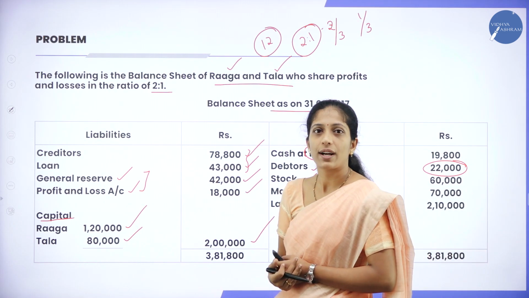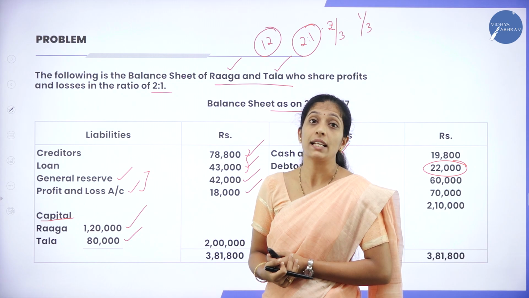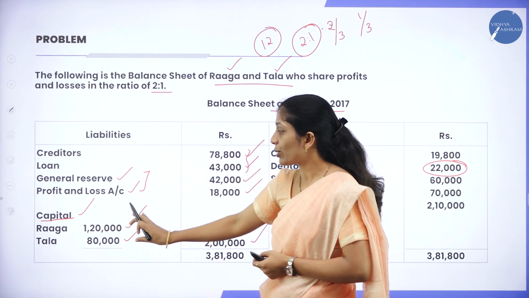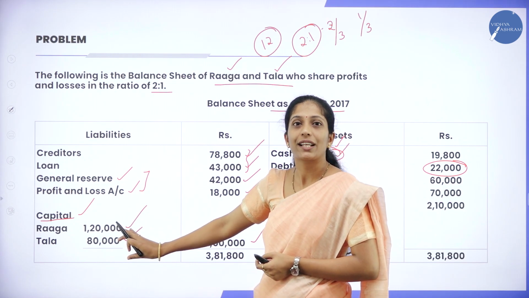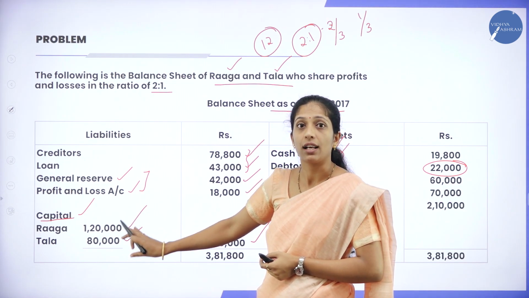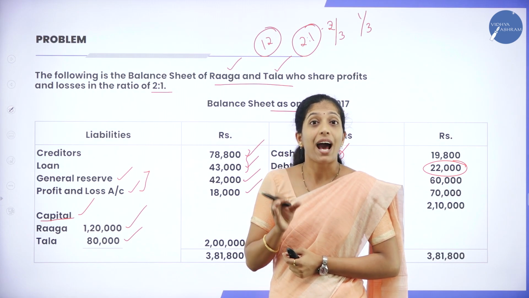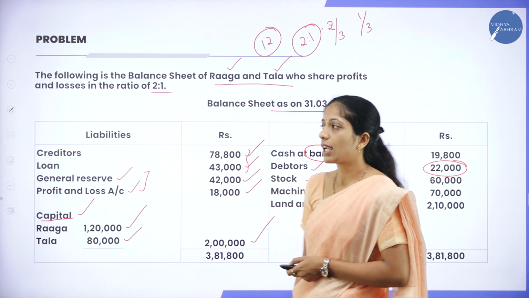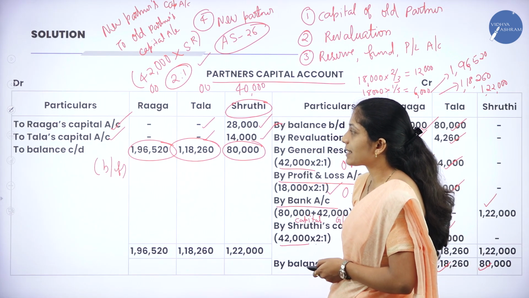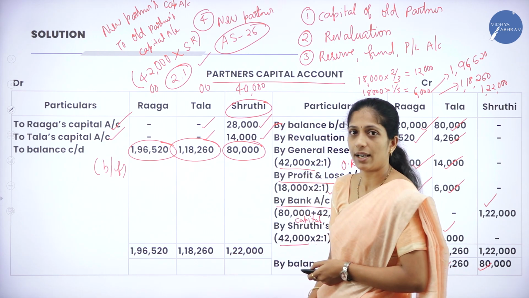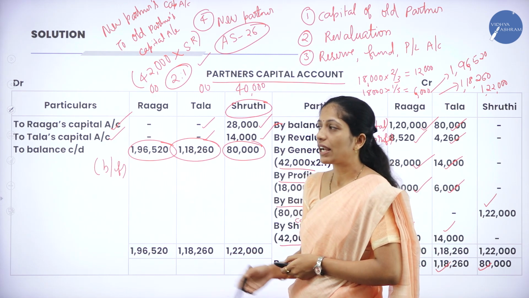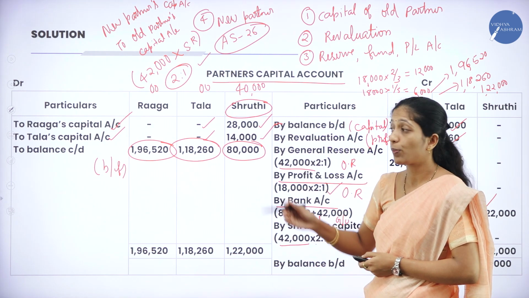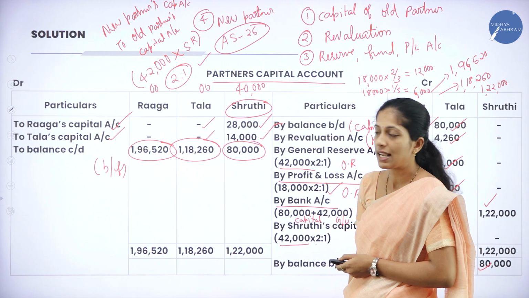So we had already recorded the general reserve and profit and loss account in partners capital account. Next we have to record the capital, but no need to record this capital because we had already taken this capital in partners capital account. Then which capital to be recorded? The balancing figure of partners capital account will be recorded as capital. Okay, now if you see the balancing figure of partners capital account, we got a balancing figure here, that is Raga 1,96,520, Thala 1,18,260 as well as Shruti 80,000. So we have to record these balancing figures as capital.